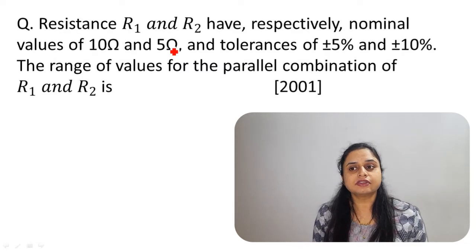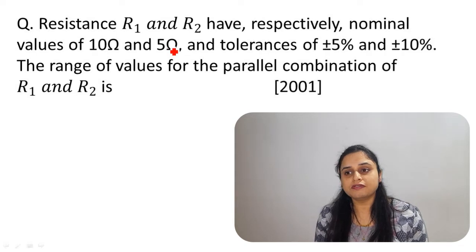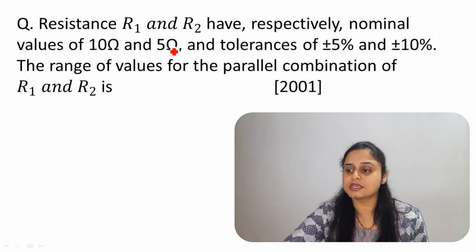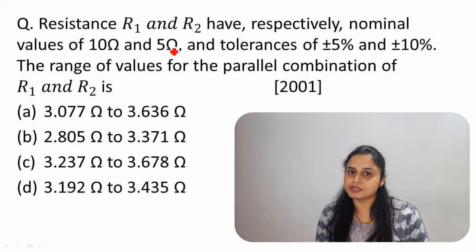The numerical is given as: the resistances R1 and R2 have respectively nominal values of 10 ohm and 5 ohm and tolerances of plus minus 5% and plus minus 10%. The range of values for the parallel combination of R1 and R2 is, and here are the options. It was asked in GATE 2001.